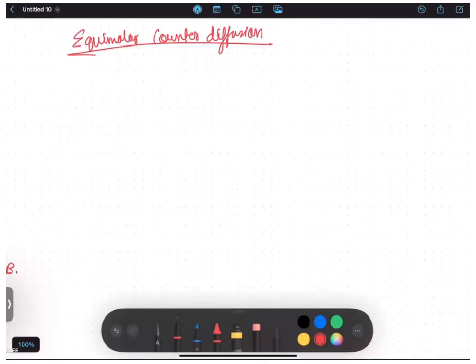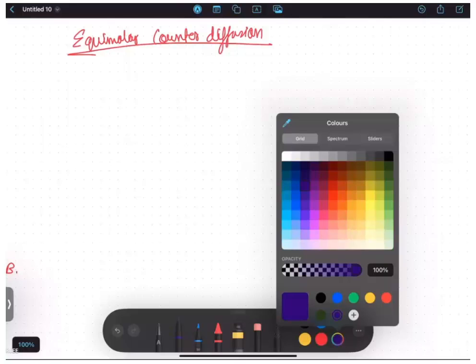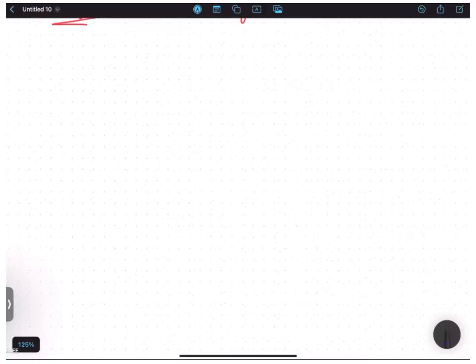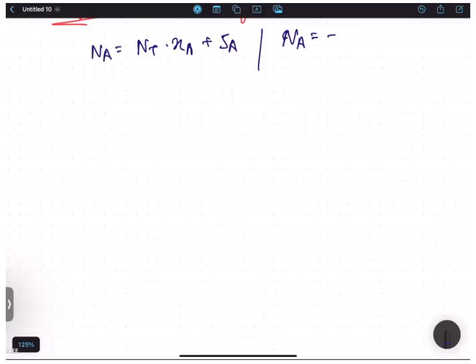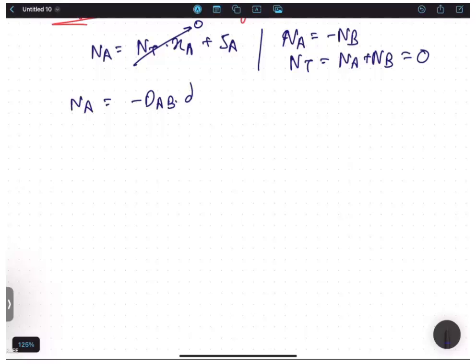If yesterday you went home and followed the steps that I told you, then what we discussed is Na is equals to Nt into Xa plus Ja. And from here we said that for equimolar counter diffusion, our Na will be equals to minus Nb. That means our Nt is equals to Na plus Nb, which is nothing but equals to 0. So just put this in this equation, so this will be equals to 0. So our Na will be equal to Ja, which is nothing but minus DAB dou Ca by dou Z.